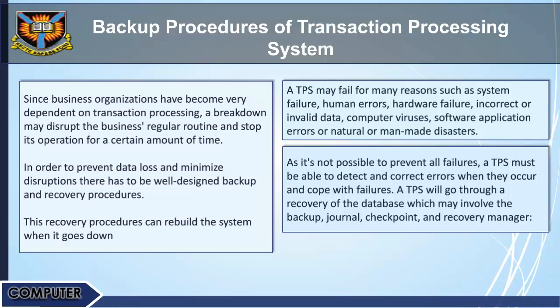A TPS may fail for many reasons such as system failure, human errors, hardware failure, incorrect or invalid data, computer viruses, software application errors, or natural or man-made disasters. As it is not possible to prevent all failures, a TPS must be able to detect and correct errors when they occur and cope with failures. A TPS will go through a recovery of the database which may involve the backup, journal, checkpoint, and recovery manager.